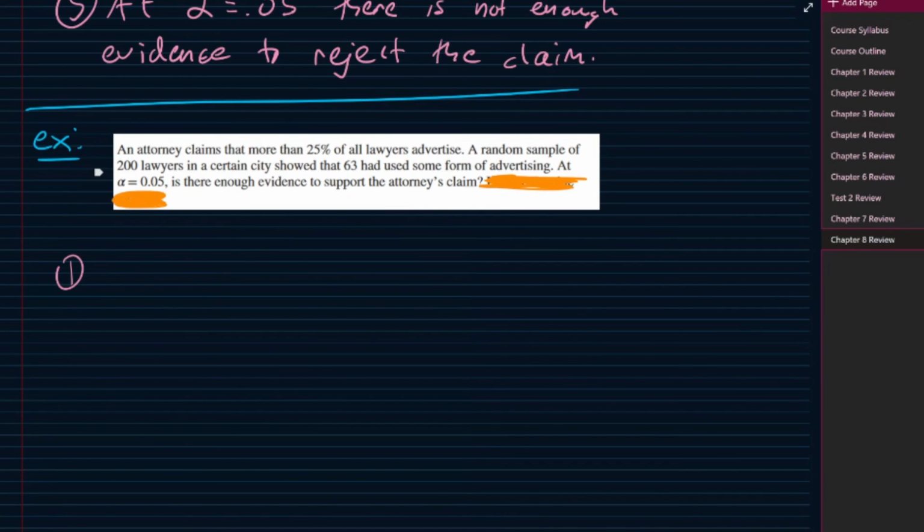An attorney claims that more than 25% of all lawyers advertise. A random sample of 200 lawyers in a certain city showed that 63 had used some form of advertising. At an alpha of 0.05, is there enough evidence to support the attorney's claim? So our H sub 0: he claims that it's more than 25%, so let's assume that it is 25%. And then we'll be testing to see if it's more than 25%.